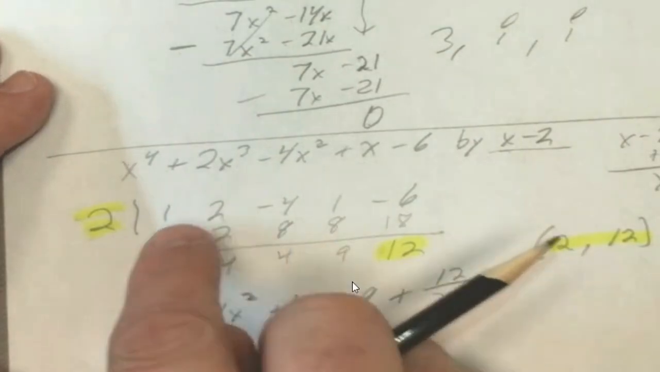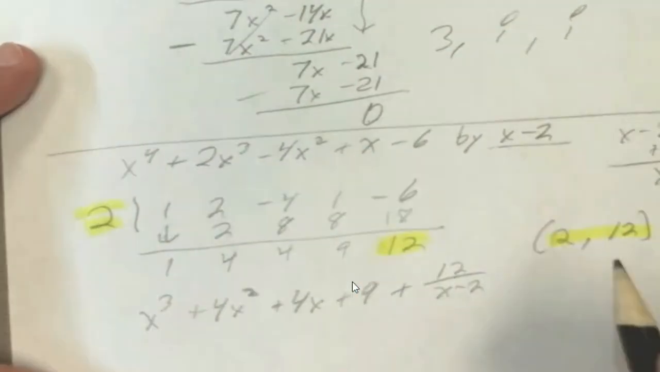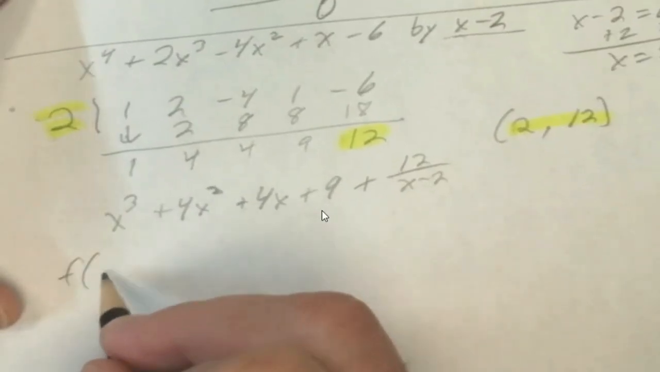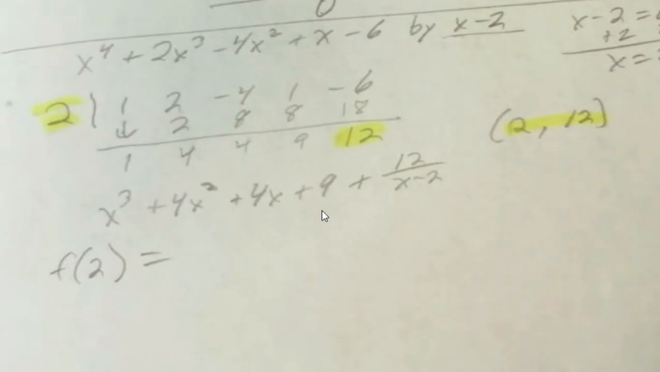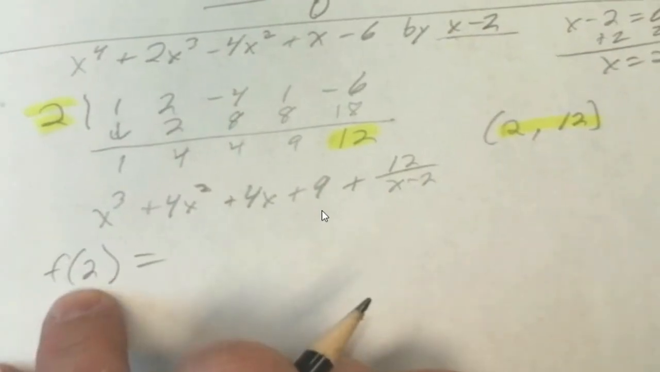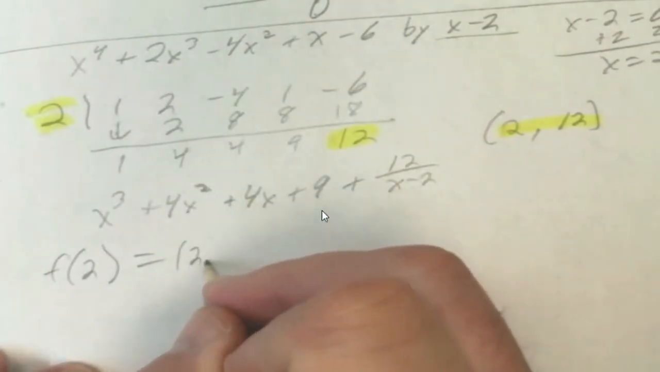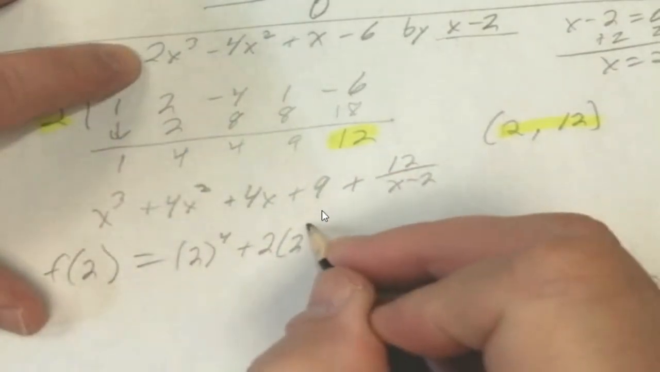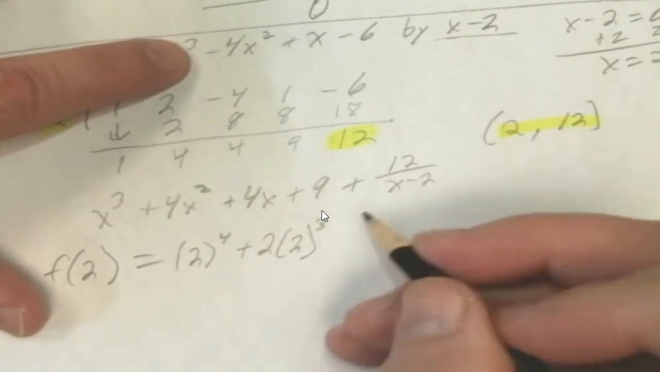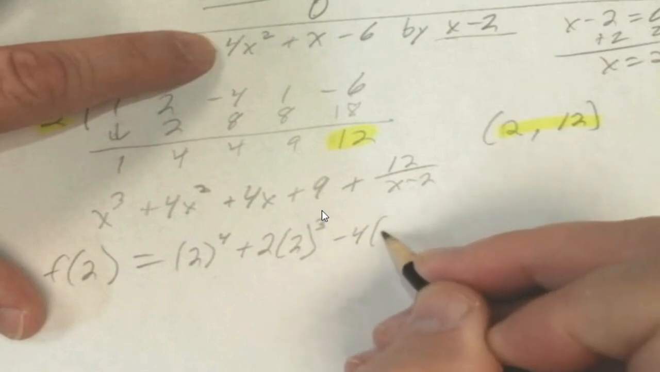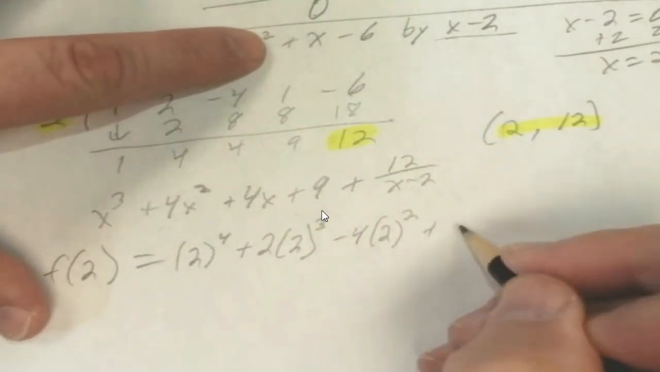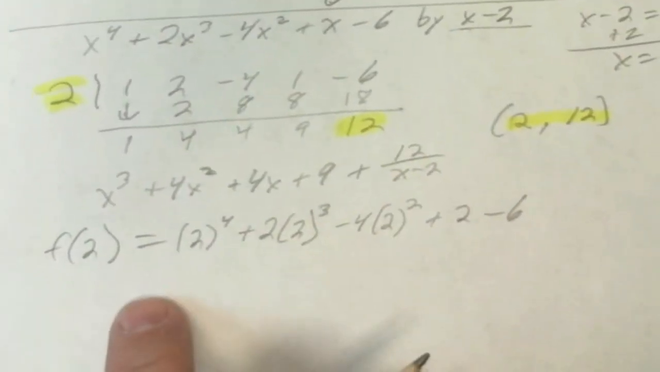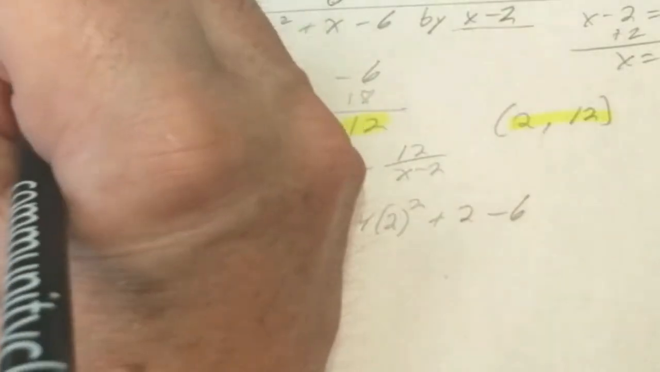I will say there's something else that's related to all of this. Synthetic division is the same thing as doing this, f of 2. f of 2 means we just replace a 2 in there. 2 to the fourth plus 2 times 2 to the third minus 4 times 2 squared plus 2 minus 6. Right? If we have f of 2, that just means we're substituting 2 in for x because this is f of x.